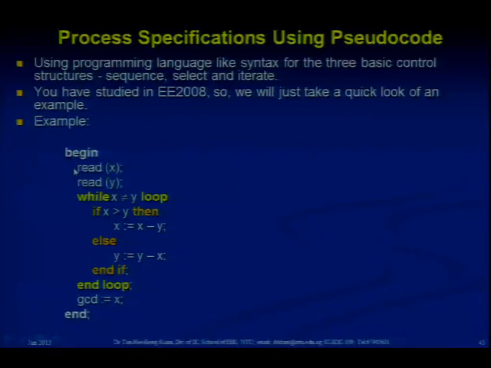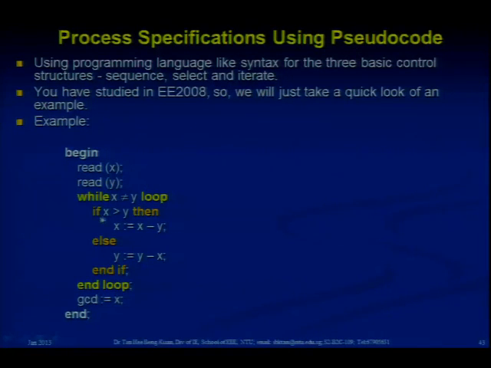And how to show the basic control structure? There are three types of basic control structure: sequence, selection, and iteration. This is a begin and this is an end. We read X first. That means this will be performed first. This action will be carried out first before read Y. This is the way to show sequence.